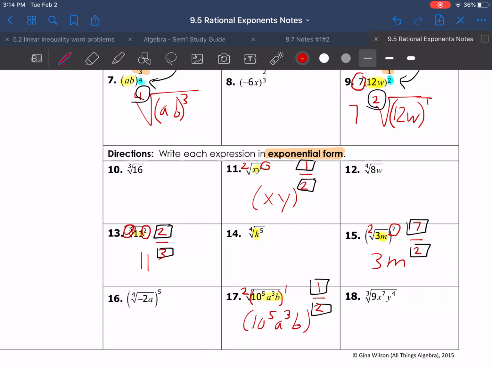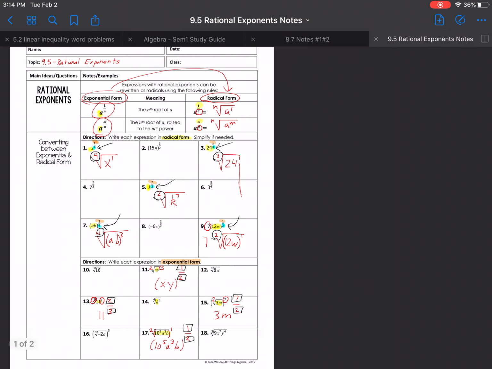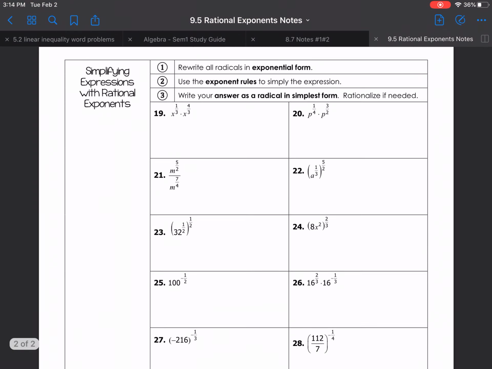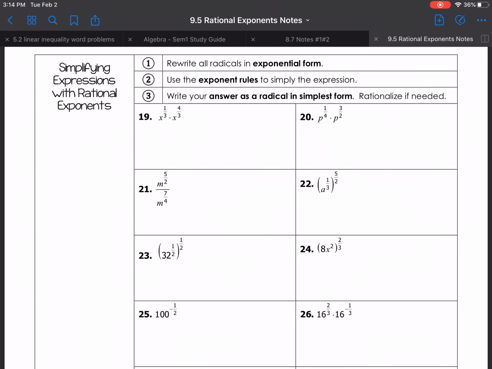So you're just trying to work yourself back and forth from one version to the other, and you see that those odds can be done for you there. Now on the back side then, what you're trying to do is use these same exact rules but simplify along the way. So you might have to combine something or add something and then convert it when you're done. So you'll notice these 3 steps.